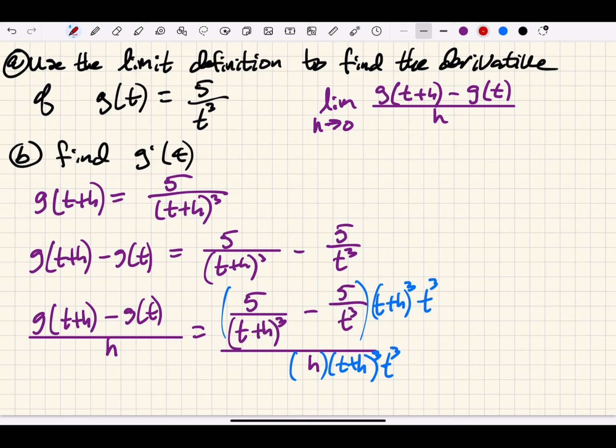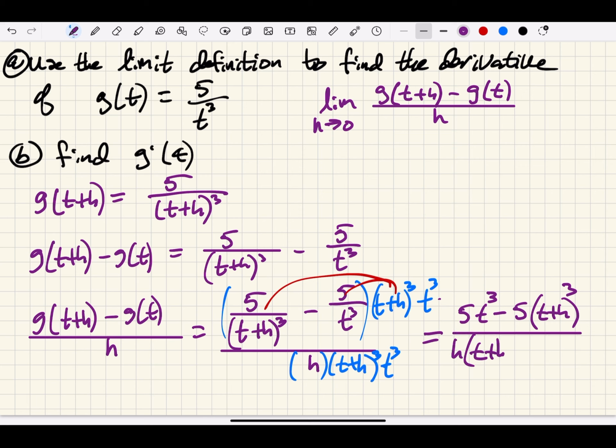Now on the top we have two terms, so we would distribute, and in the first term the t plus h cubed would cancel, so we would have 5t cubed. In the second term, the t cubed would cancel, so we would have 5 times the cube of t plus h. On the bottom, we would just have h times t plus h cubed times t cubed. Now, we still can't substitute 0 for h. We're going to need to expand t plus h cubed and then combine like terms and see what happens.